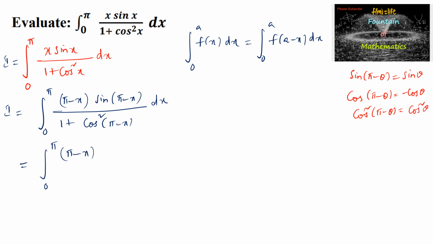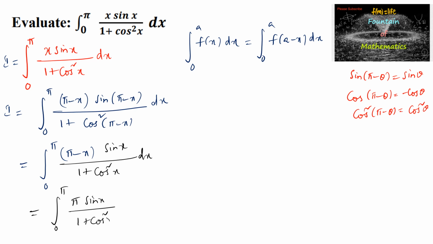So we can write into sin x divided by 1 plus cos square x dx. So that is integral 0 to pi of pi sin x upon 1 plus cos square x dx minus integral 0 to pi of x sin x upon 1 plus cos square x dx.